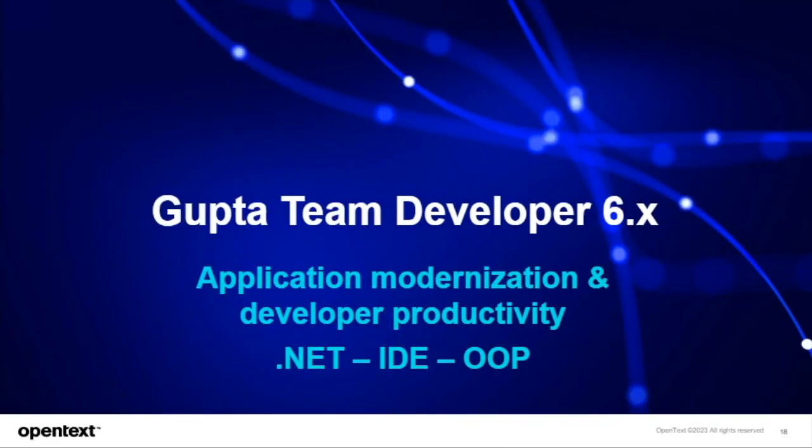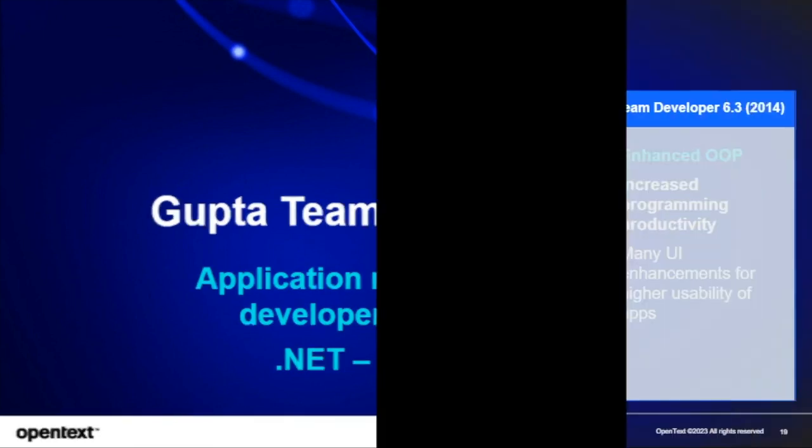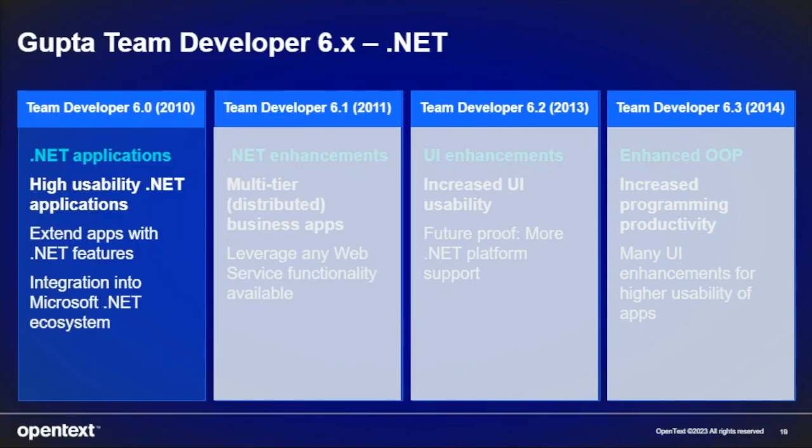Team Developer 6.x was a big step then, for application modernization and developer productivity, around the several releases here. It started with Team Developer 6.0 in 2010. We provided the ability to use existing source code and create high usability .NET applications. So without changing your code, you could compile your applications with .NET. You can extend your applications with .NET features and with a full integration into the Microsoft .NET ecosystem, basically.